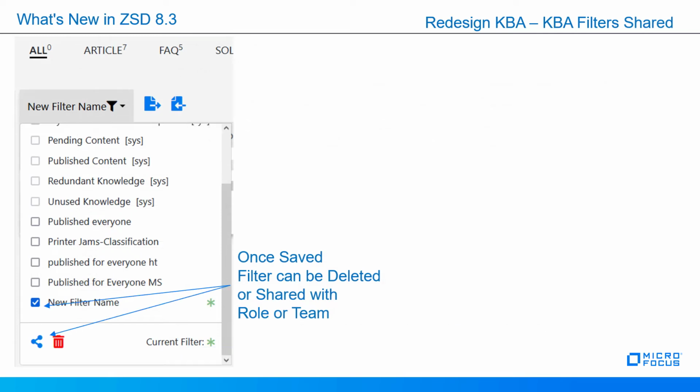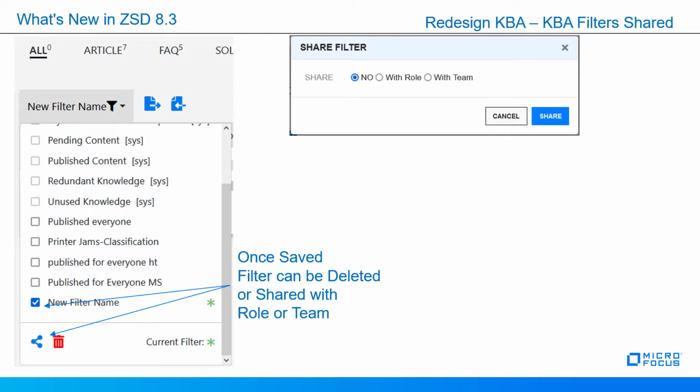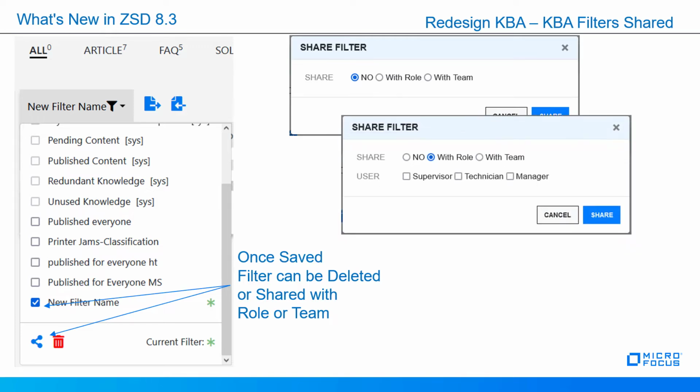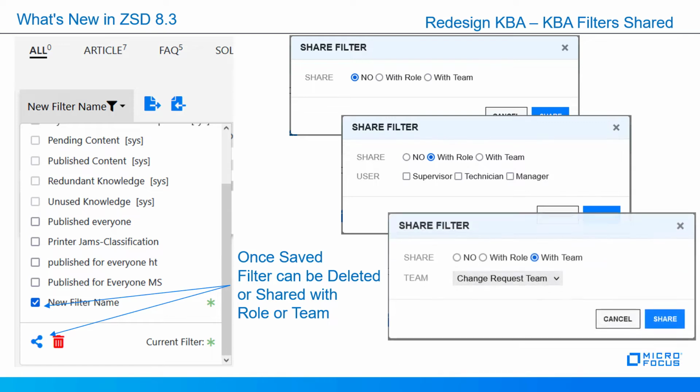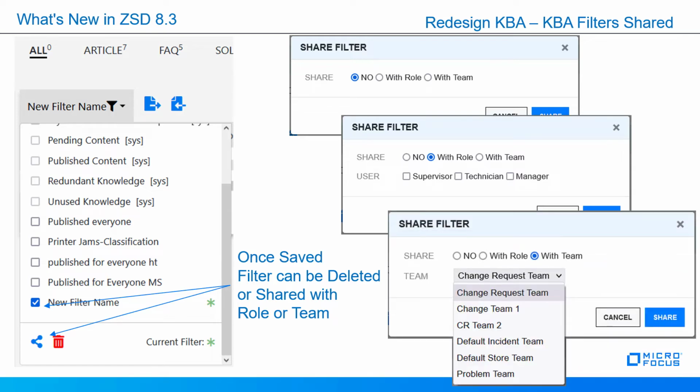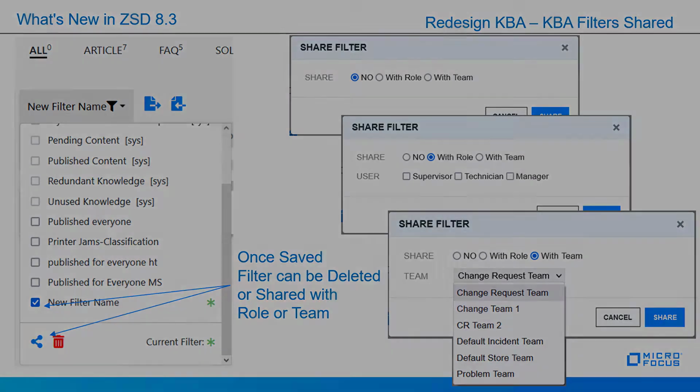Once saved to the filter list, the filter can then be selected and shared to a role or with a team. If sharing to a role, you can select supervisors, technician, or manager. If sharing to a team, you can share the filter to the specified team in the system for their use. The filter can also be deleted from your list as well.